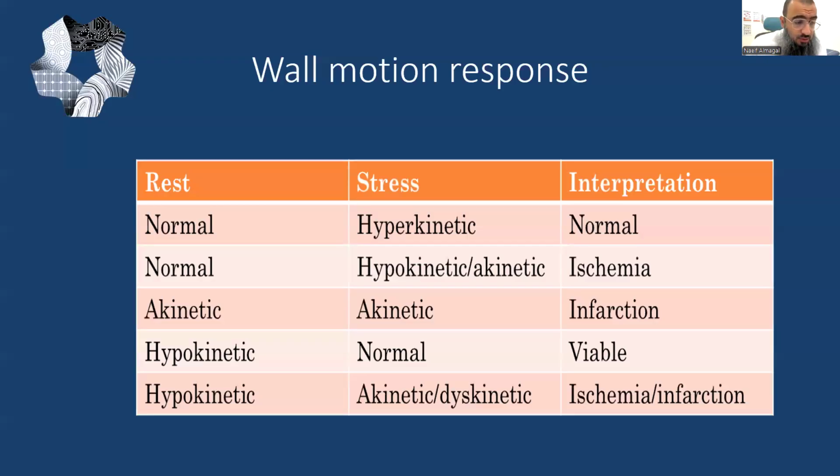What's the response? The normal response usually with the stress, you will find hyperkinetic, and normal during the rest. Also, hypokinesis and akinesis could represent ischemia during the stress. If the patient has an akinetic segment at rest and it's still akinetic in the stress, this is already infarcted. If the patient has hypokinesis at rest and it became normal during the stress, this could indicate a viable myocardium. If the patient has hypokinesis and this hypokinesis gets worse, like becoming dyskinetic or akinetic, this also indicates ischemia versus function.